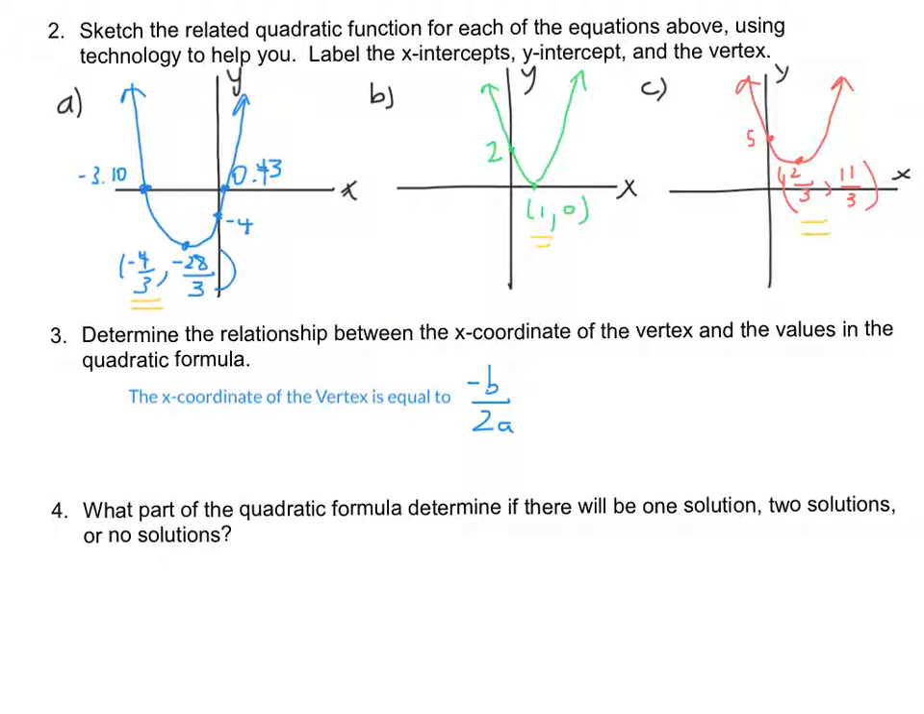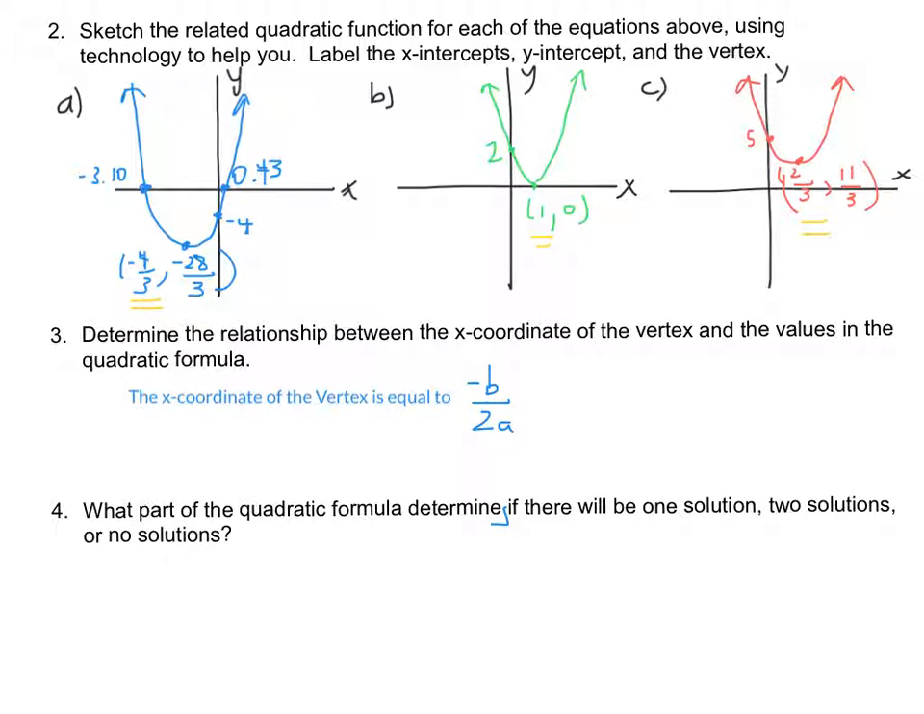So our summary here is that the x-coordinate of the vertex is equal to -b divided by 2a, where the b is the coefficient of the x term and the a is the coefficient of the x squared term. Question 4 says, what part of the quadratic formula determines if there will be one solution, two solutions, or no solutions?